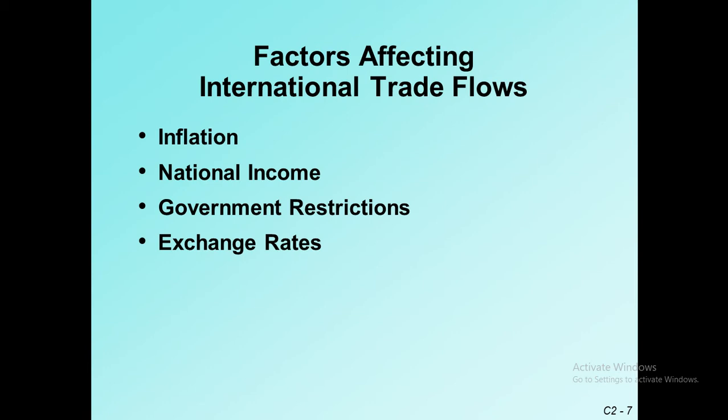Next is the government restrictions. A government's restriction may reduce its country's imports by imposing tariffs on imported goods, or by enforcing a quota. You better know about tariffs, and you also better know about quota. Sometimes, though, trade restrictions may be imposed on certain products for health and safety reasons.